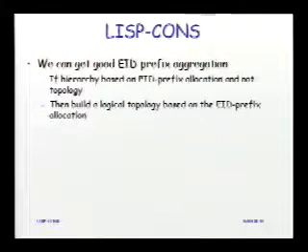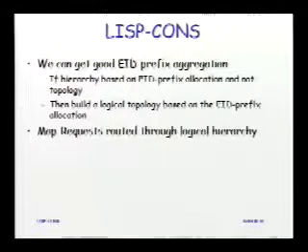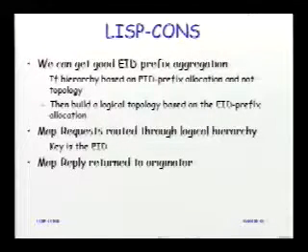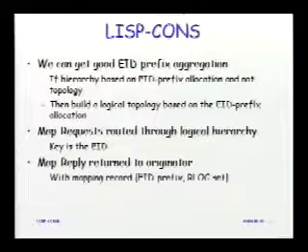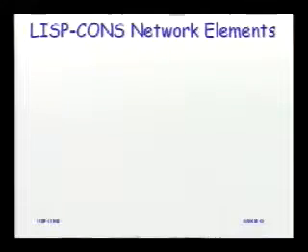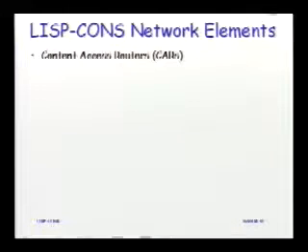And so what we do is that we build a logical topology based on these EID prefix allocations. And the map requests that ITRs generate are routed through this logical hierarchy based on EID, and the map reply just gets returned the other way. So what it gets is the EID prefix and the set of RLOCs. So we have some network elements.